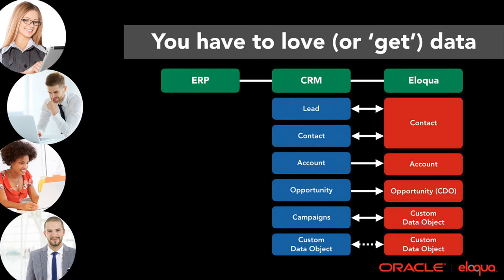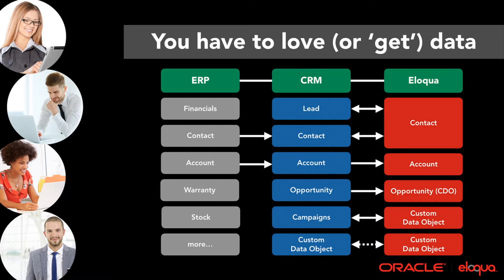So that's part of the reason why you would want to look at integrating information from the CRM system into Eloqua. Now, on the ERP side of things, we won't cover this too much, and that's partially why I've colored it gray, but the ERP is often the source of truth for information about account and contact, and potentially warranty, stock levels, financials, and a load of other things. But that's a whole other discussion, and I promise we won't go into that in too much detail.